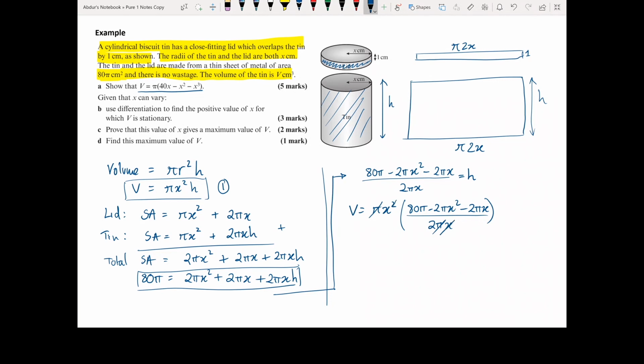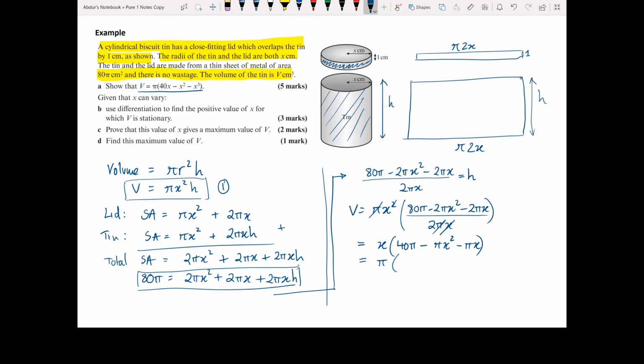And we can also divide both the numerator and denominator by 2, leading to 40 pi x after we divide that by 2, minus pi x squared after we divide that by 2, minus pi x. And then if we get it into the form that is given to us in the show that part, we want to take pi out as a factor and multiply the x which is outside here.